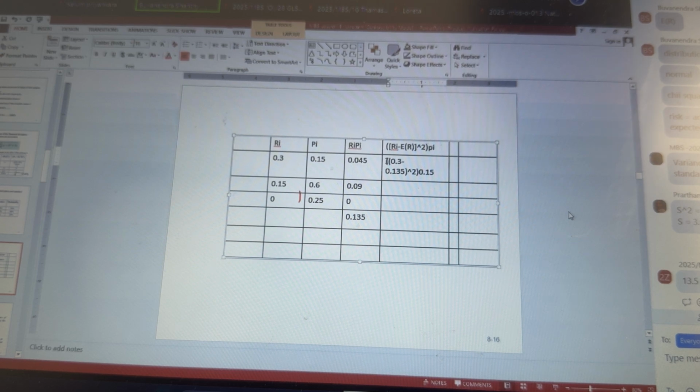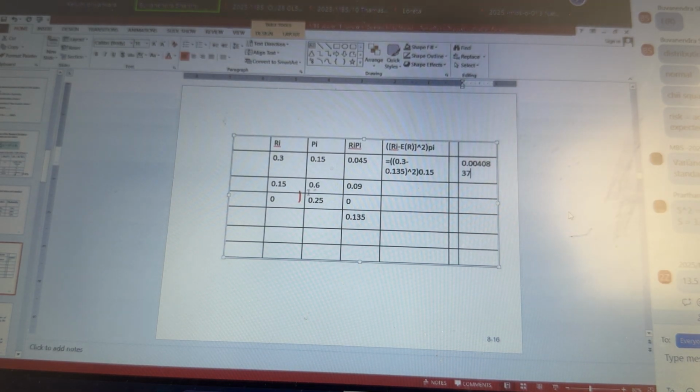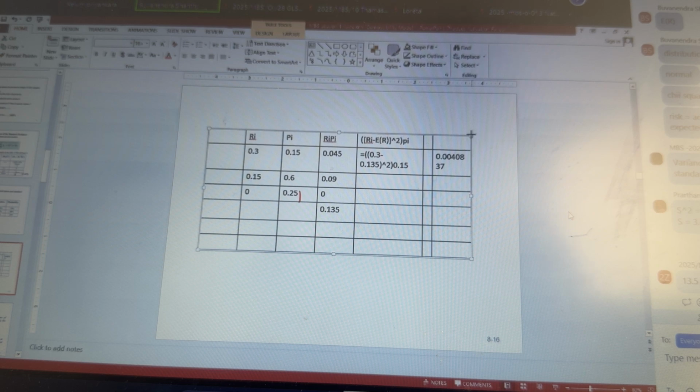Now let's calculate this part, which is the variance calculation. You need to use a calculator: 0.3 minus 0.135, power 2, then multiply by 0.15. You can see decimals are an issue here; it comes out with many decimal places, so we need to type 0.0040837. This is the number we receive, and we take it for this variance part.